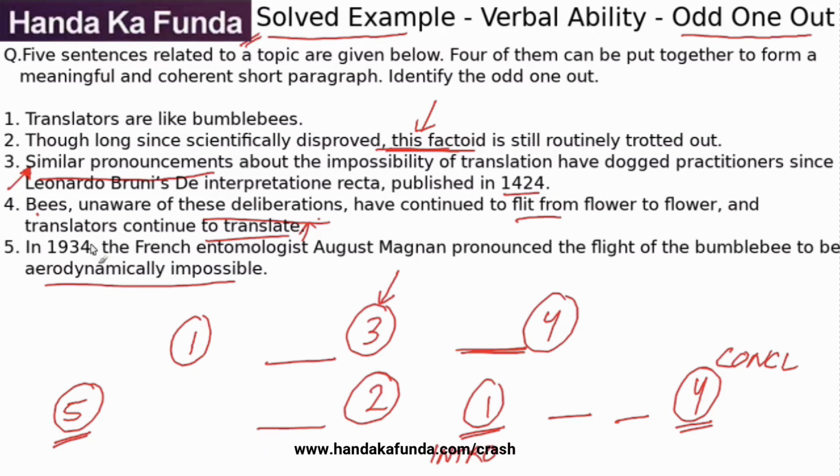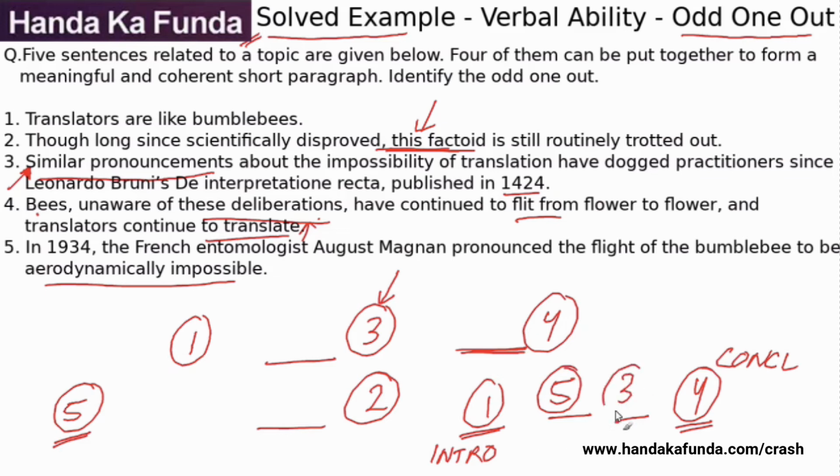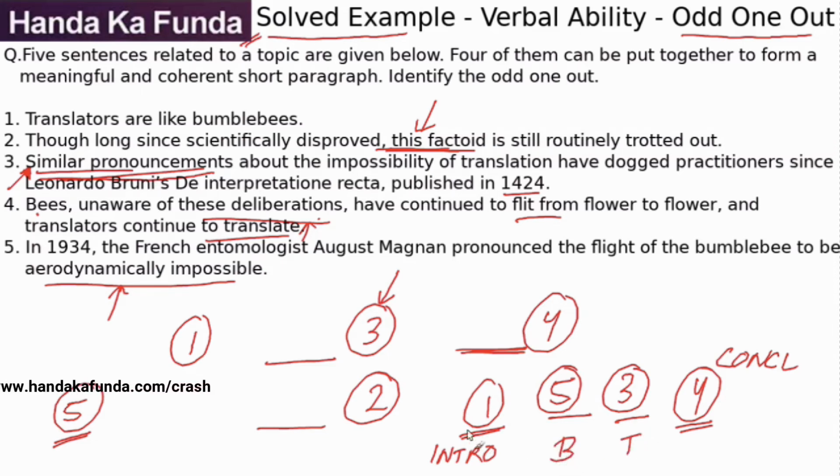So first, we need to put in statement number 5 and then put in statement number 3, because 3 says similar pronouncements. So first pronouncement is that flight of the bumblebee is impossible, and then a similar pronouncement is being done about the translators. First it is being done about the bees. So 1, 5, 3, 4 is my coherent paragraph, which makes 2 the statement which is the odd one out.